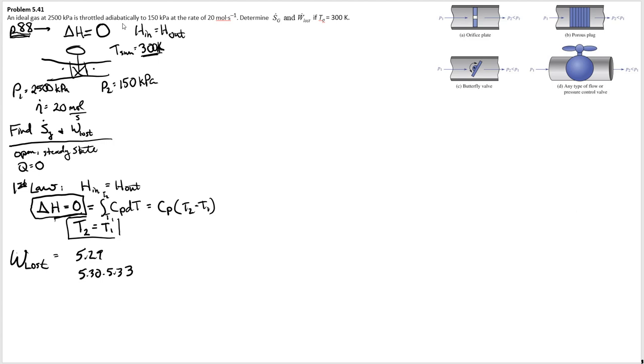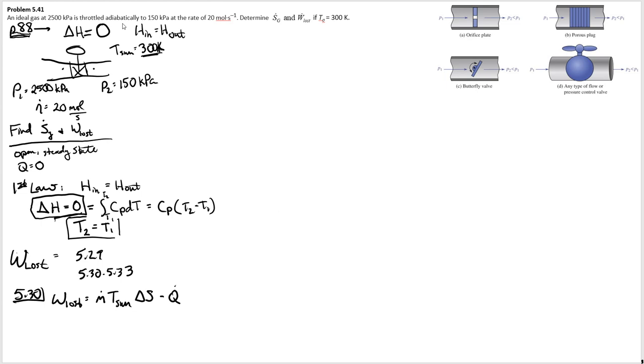All right, so we can look at, what do you want to look at? Well, either one of those will be fine. If we look at 530, we see that the lost work is equal to n dot times T surroundings, which we have, times delta S of our gas, minus Q dot. All right, so this is the lost work for this equation.